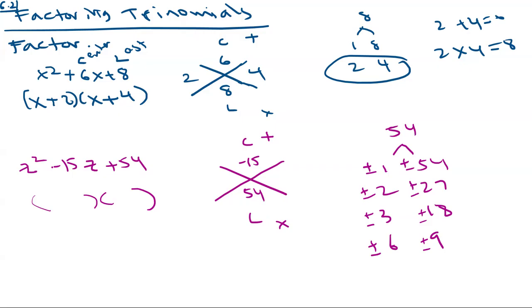What two numbers, when I add them, give me minus 15, and when I multiply them, give me 54? Okay. Well, hopefully you wrote down minus 6 and minus 9.